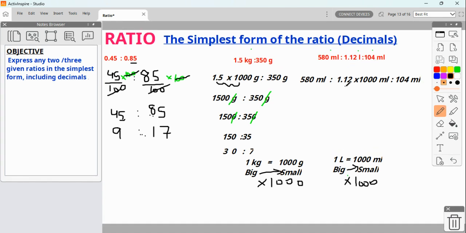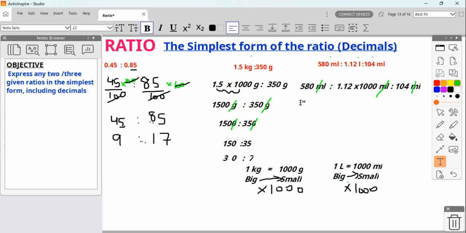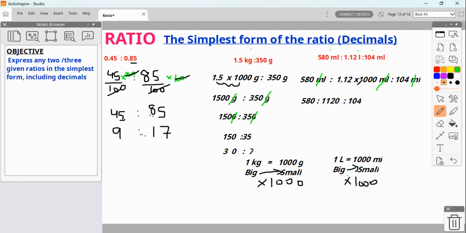After converting 1.12 into milliliter, we can check the units are the same. So we can cancel the same unit: milliliter, milliliter, and milliliter will be cancelled. What did we get? 580 ratio 1.12 multiplied by 1000, which becomes 1120, and ratio 104.